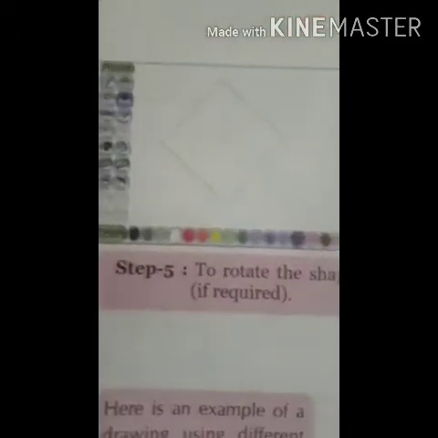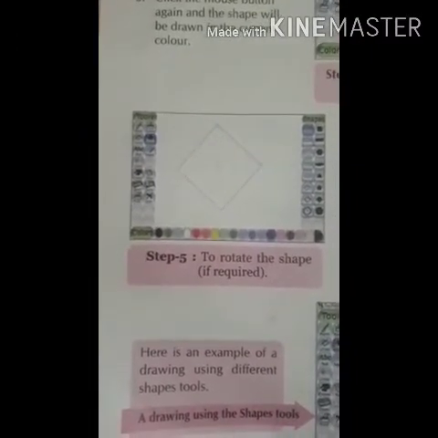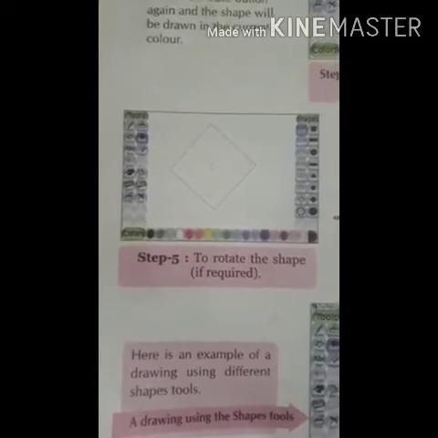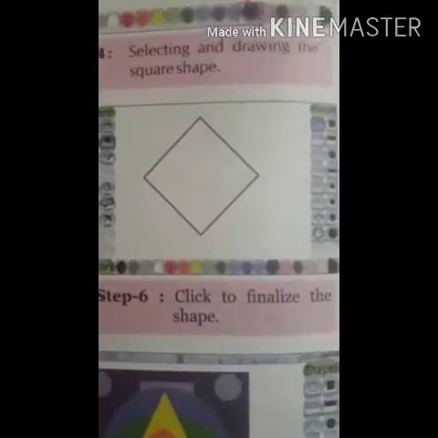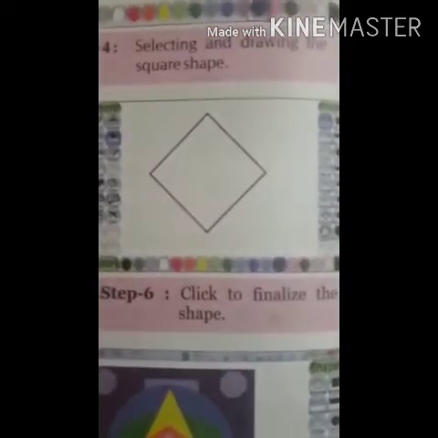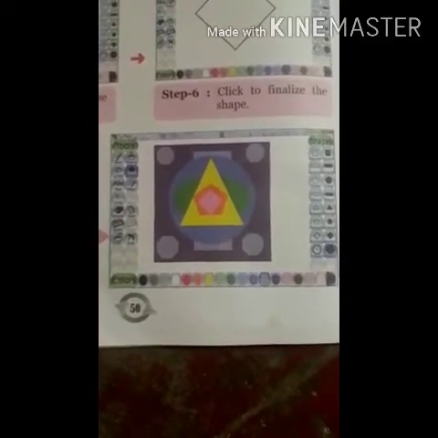After that, if you want to rotate the shape, you can rotate that shape also. You can see in this picture. Next, such type of shape will appear there on your screen. In this picture, you can see the drawing with different types of shapes, isn't it? So many types of shapes are there, and they are also in different colors.